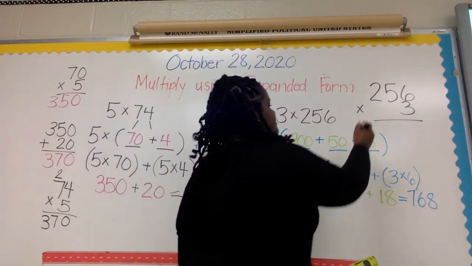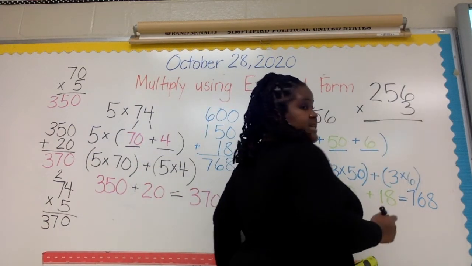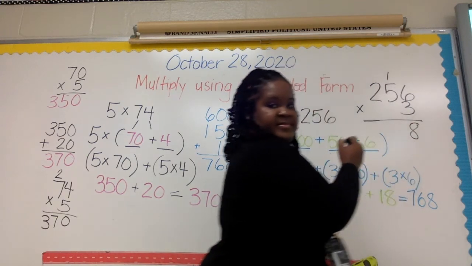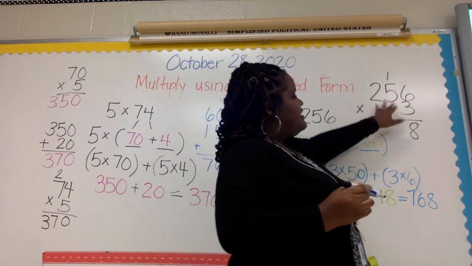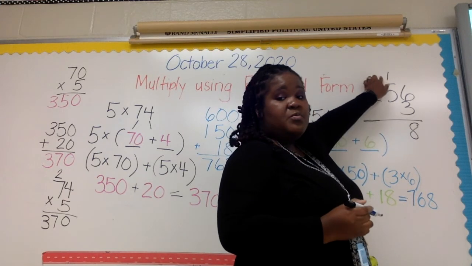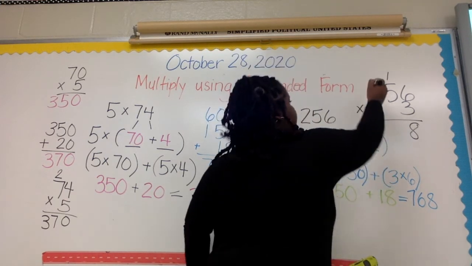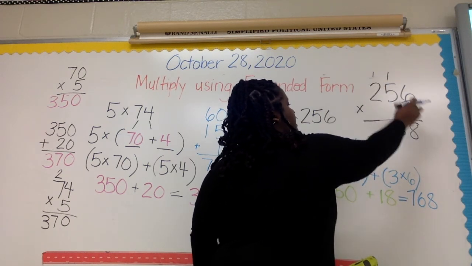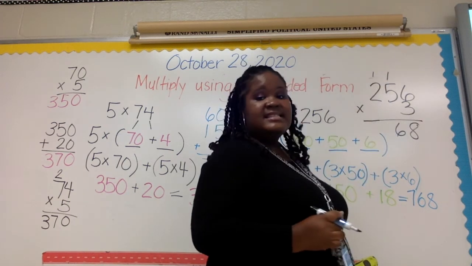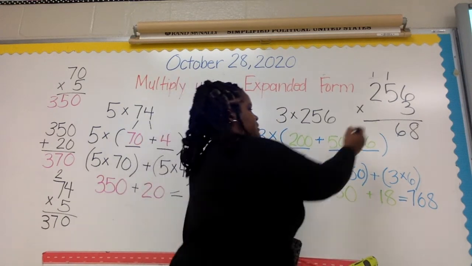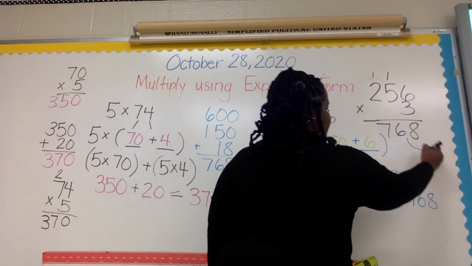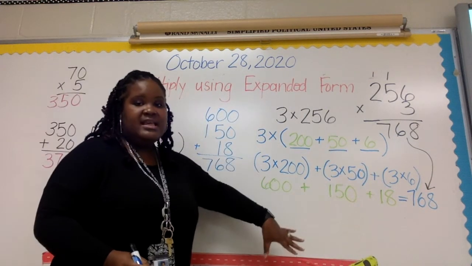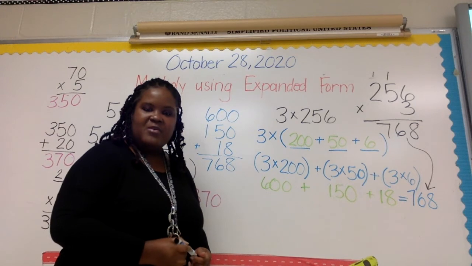But here we go. So 3 times 6 is 18. We're going to carry the 1, bring down the 8. 3 times 5 is 15, but we've got to add the 1, so it makes it 16. Carry the 1, bring down the 6. Okay. 3 times 2 is 6, plus 1 is 7. And guess what? We have the exact same answer. So we know that when we work this problem using the expanded form, we got it correct, okay?